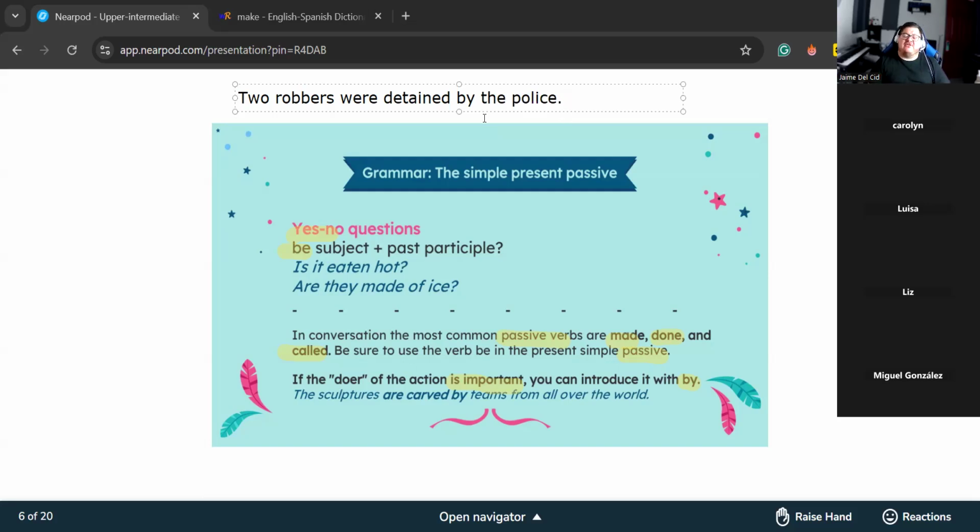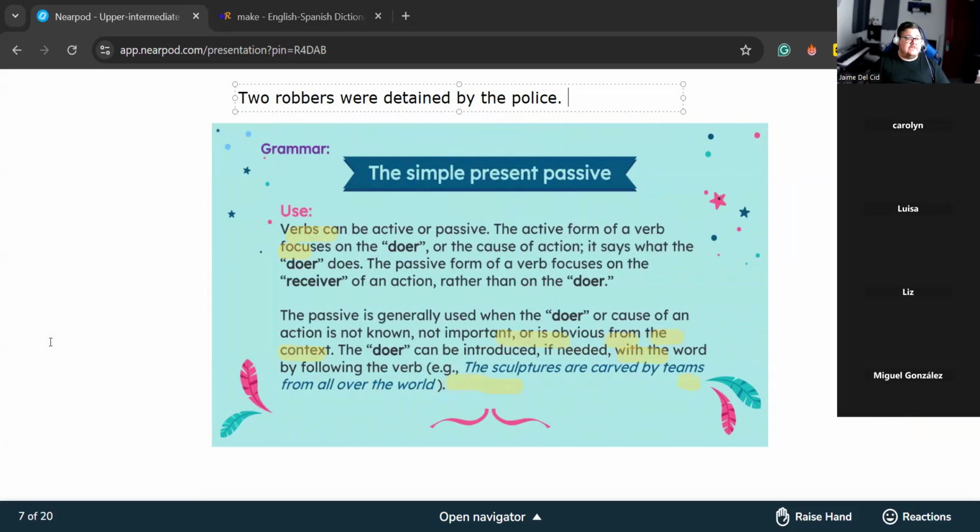That's fine. But what if there is certain importance or I want to highlight who did the action? Well, I introduce the agent with the word by. So two robbers were detained by the police. Okay. Here's another example related to the topic that we studied yesterday. The sculptures are carved by teams from all over the world. So we're being informed about who did that action or who's doing that action. So just for your information, that's exactly why we do it.